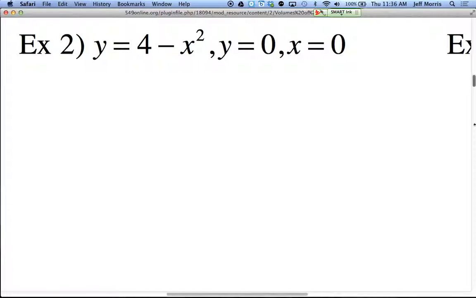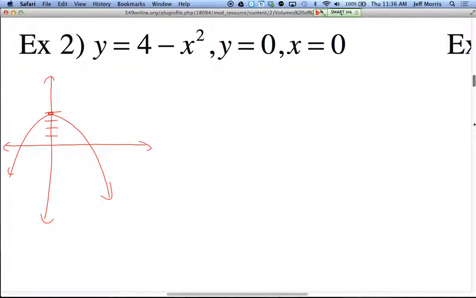So first step, draw the what? The graph. Okay? So we're going to have 4 minus x squared. We're going to go up 4. We're going to draw a parabola. And now this one, there was a little bit of ambiguity, and I'll tell you why in a second. Now you've got y equals 0, that's this, and we've got x equals 0.